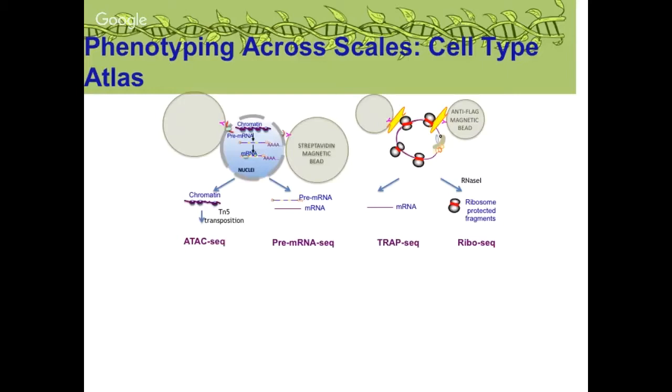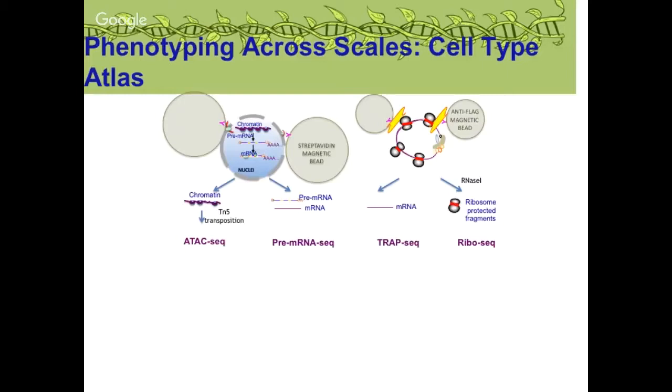The second technology is called TRAP, or translating ribosome affinity purification. In this particular method, we take, again, the same cell type specific promoters, and we fuse them to a FLAG-tagged ribosome. We're then able to immunopurify those ribosomes in a cell type specific manner.